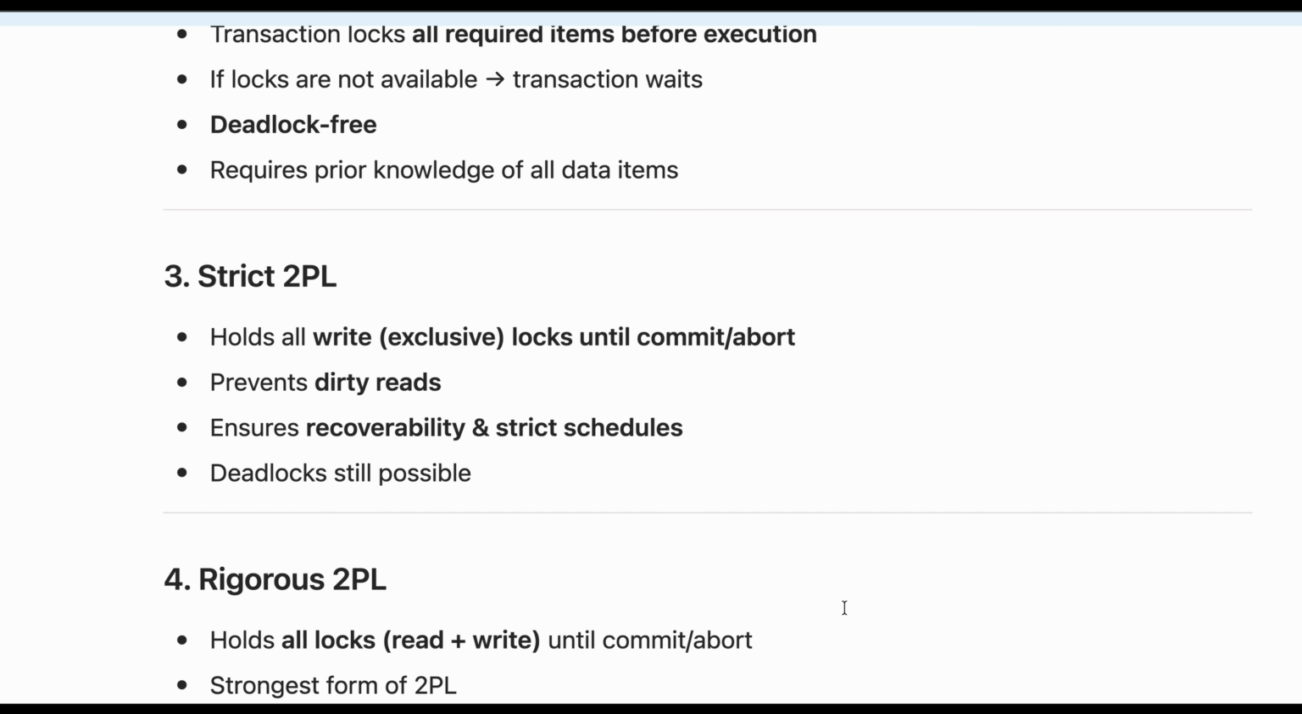So in conclusion, we can say that two-phase locking is a powerful protocol that ensures serializability but may lead to deadlock and reduce concurrency.